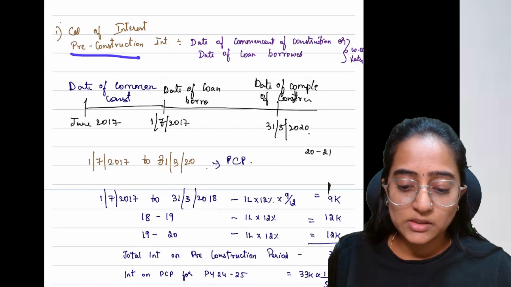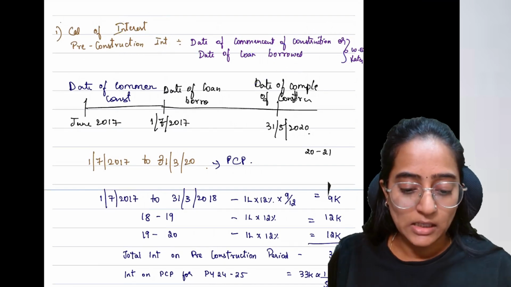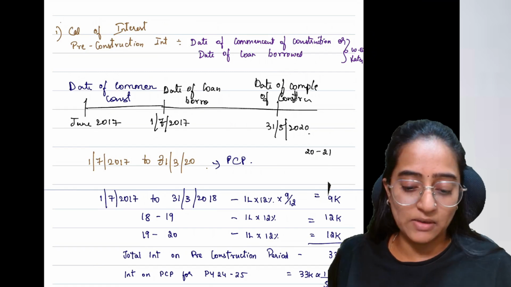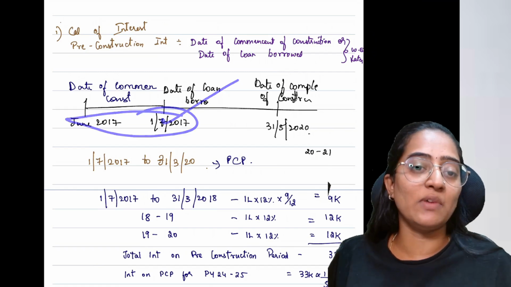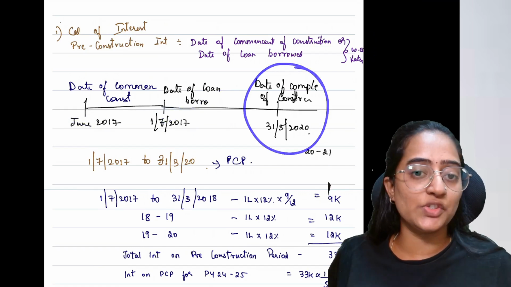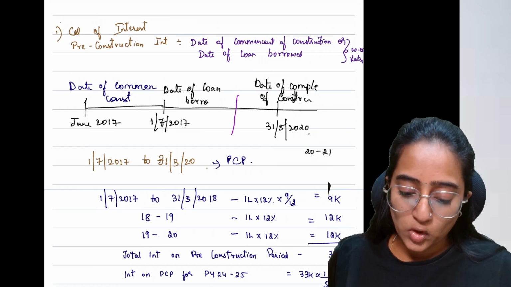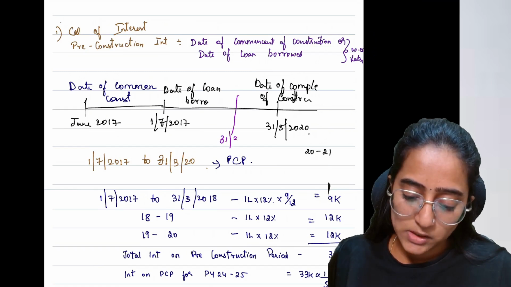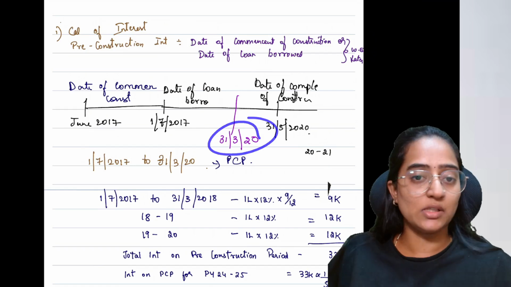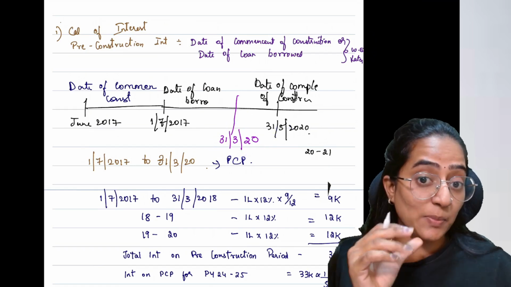So your pre-construction period starts from the date of commencement or the date of loan borrowed, whichever is later. The date of commencement is June, the date of loan borrowed is 1/7, whichever is later, so 1/7/2017 becomes the starting point. The date of completion of construction is in May, but you're not going to take till then. You end it at 31st March 2020, the immediately preceding completed 31st March. This becomes your pre-construction period.